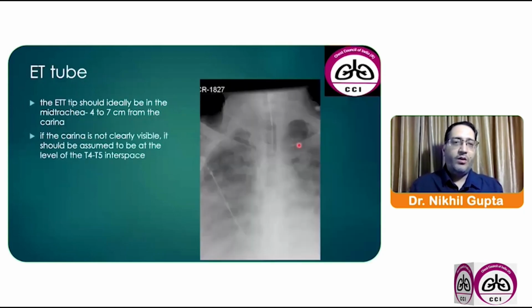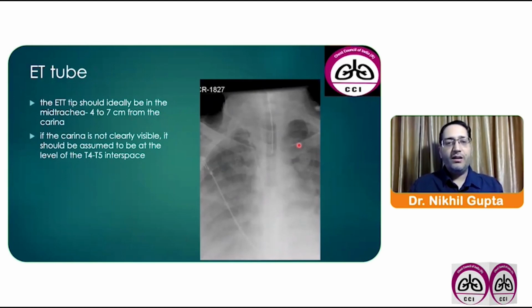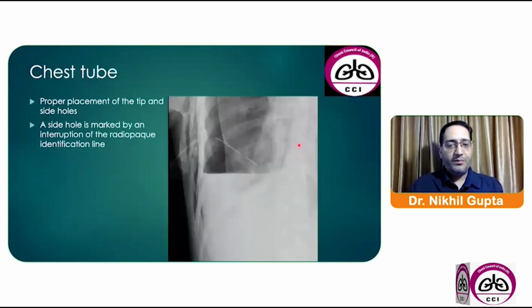Then coming to the endotracheal tube. The endotracheal tip should ideally be in the mid trachea, that is 4 to 7 centimeters above the carina. If the carina is not visible, it should be assumed at the level of the D4, D5 interspace.